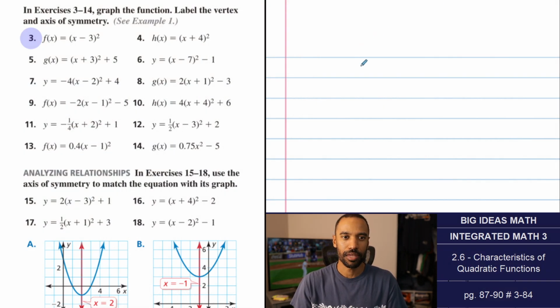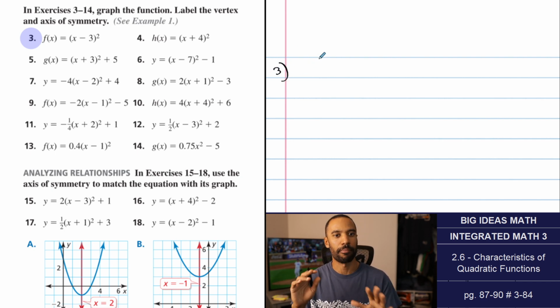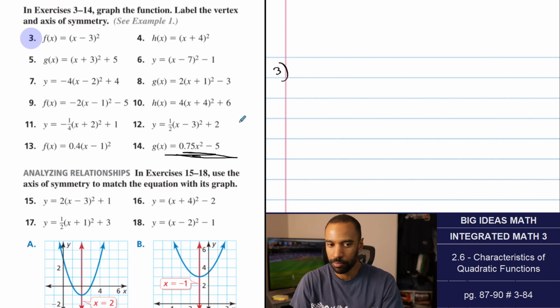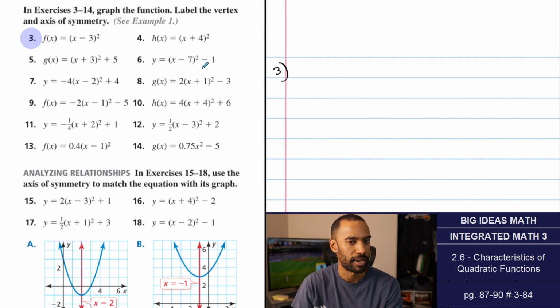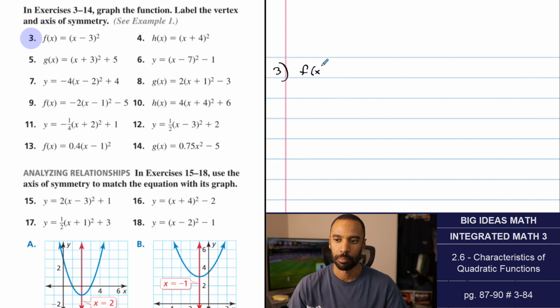In numbers 3 through 14, graph the function, label the vertex and axis of symmetry. All of these are in some form of vertex form, it looks like. Even that last one, which I'm already calling out, you might argue it's standard form. You could. You're not wrong. I could also argue it's vertex form. The x minus h is just x minus 0. So all of these have some vertex form thing in it when they say label vertex. I gotcha.